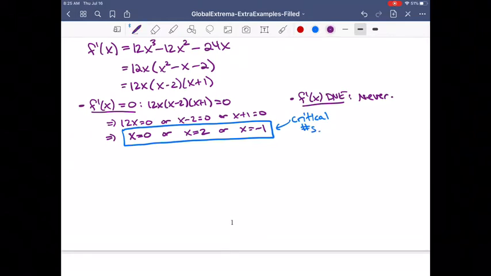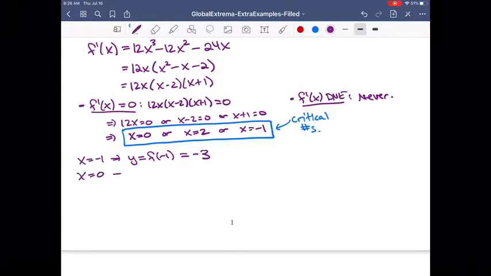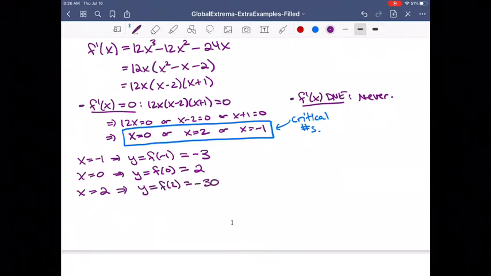So we want to find their y values. Okay, so when x is negative 1, our y value is going to be f of negative 1. So plug in negative 1 into our function, you should get minus 3. When x is 0, the y value is f of 0. Here you should get 2. And when x is 2, our y value is f of 2. And when you plug that in, you should get minus 30.